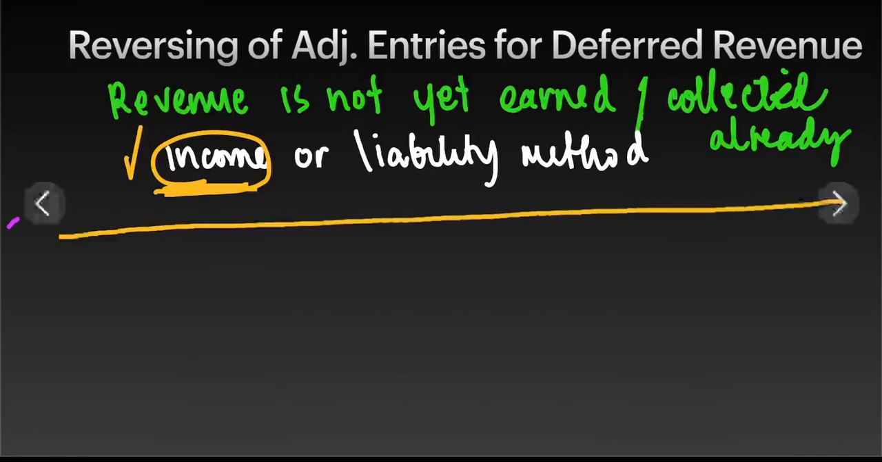In our previous discussions, we make an initial entry. Kailan nangyayari class yung initial entry? It is the time when the transaction happened. Like for example, when you collect advance payment from the customer. So when your customer makes an advance payment to you, on that instance, you receive cash.